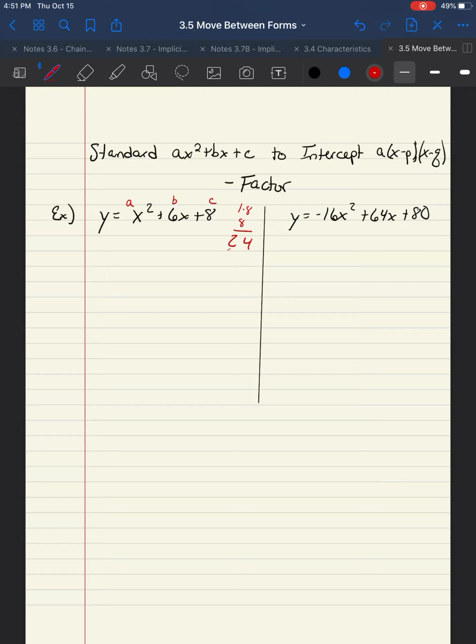To make 6, I'm going to choose 2 and 4. 2 times 4 is positive 8. 2 plus 4 makes 6. So now I'm ready to split my 6 into the 2 and the 4, and then I'm going to group.